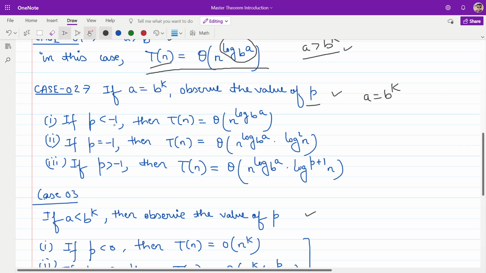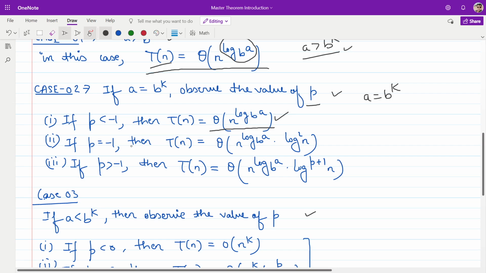So if P is less than minus 1, the time complexity will take the form theta of n raised to the power log a base b. Okay, this is only when the value of a is equal to b raised to the power k and the p value is also less than minus 1. Okay, this is the first subcase.